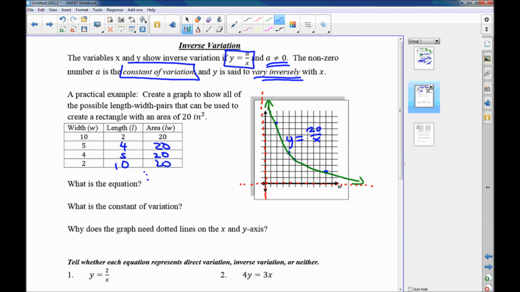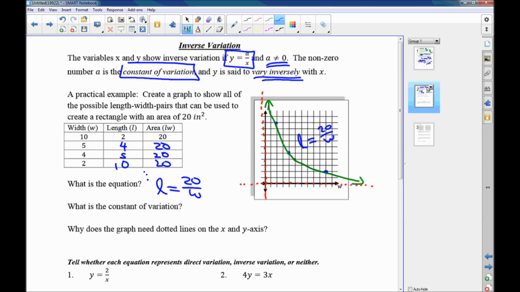Or in our case, our input variable was width and our output variable was length. So length equals 20 over width. Okay? So what is the equation that we just wrote? Our length is equal to the 20 divided by the width.